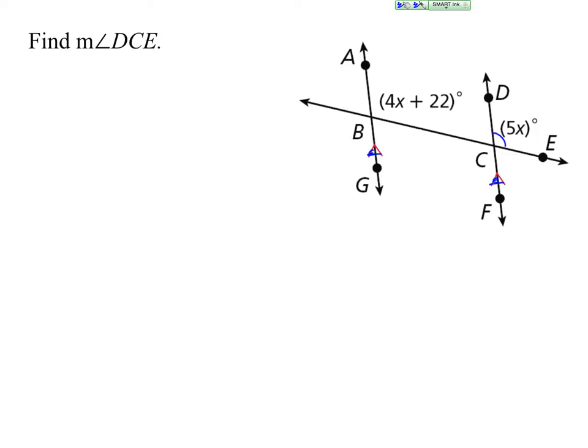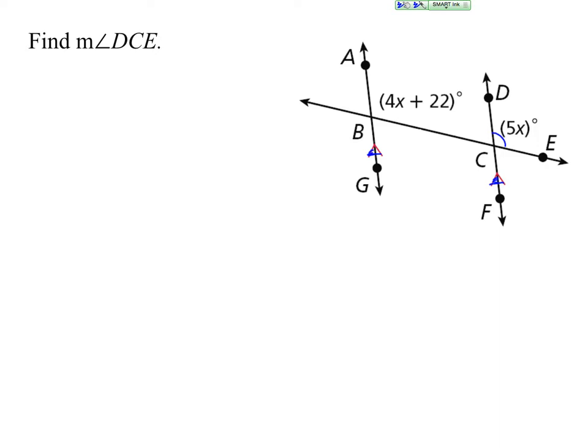Angle DCE all by itself is not a hundred. There's 5x and 4x plus 22. Those are corresponding angles. Equal to each other. So you just do 4x plus 22 equals 5x. Yeah, but how'd you do that?